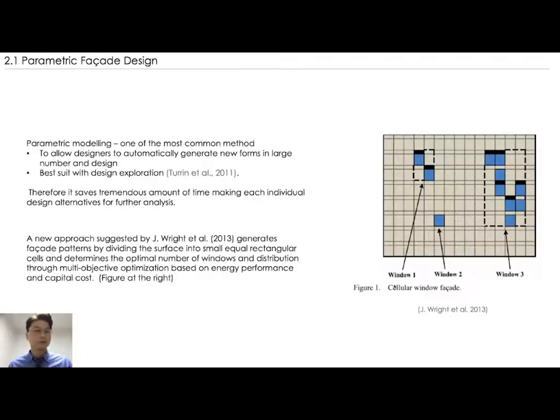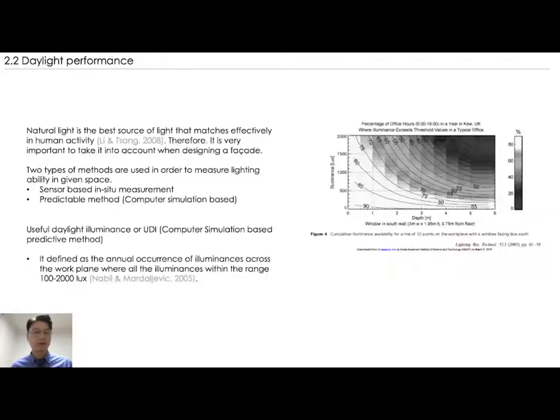I did some literature review on how parametric facade design has been done, and some people did this tiling method, using either window or BIPV to come up with a better design. And daylighting performance, as you may all know, daylight is very important, and we can use daylight instead of lighting in order to reduce the electric bill.